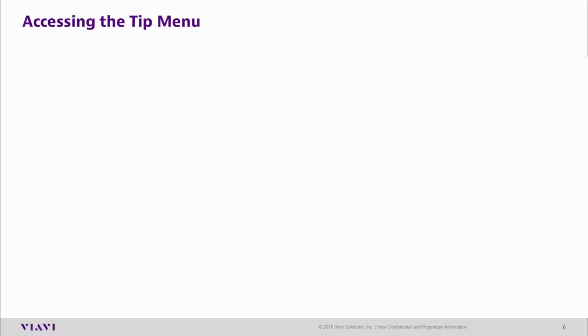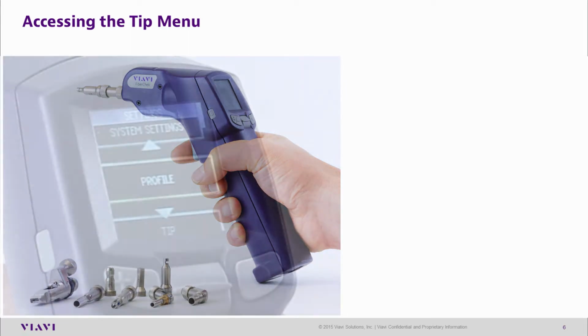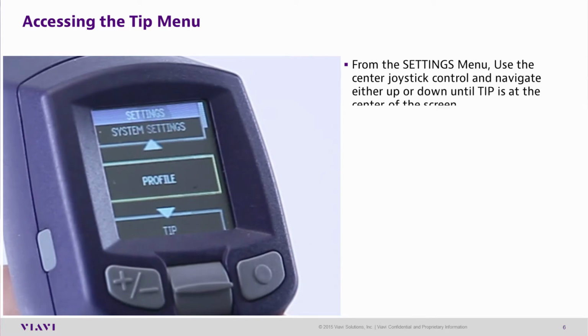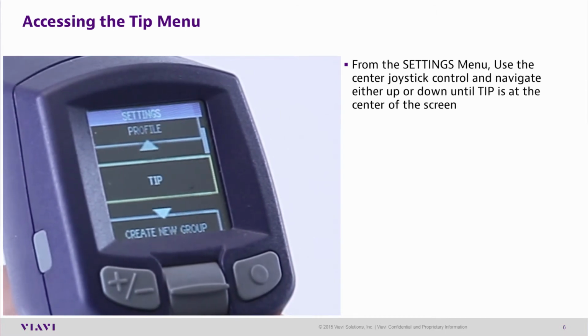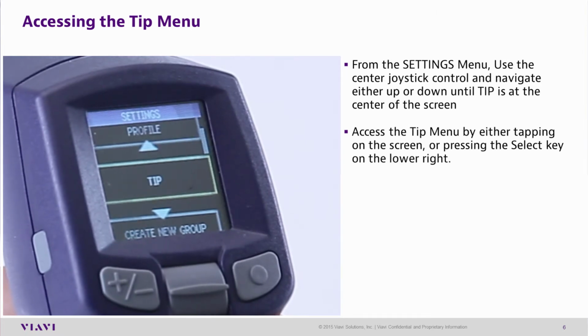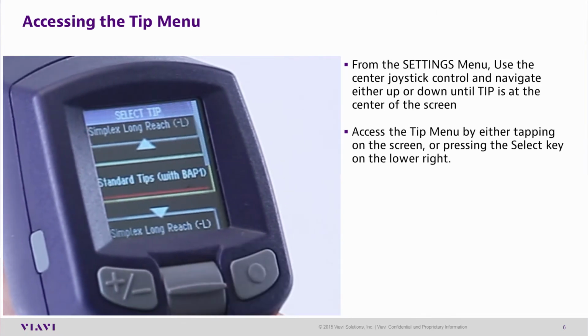Accessing the tips menu. The tip settings allows the user to select the best optical settings for the type of inspection tip that's currently attached to their probe. From the settings menu, use the joystick to navigate up or down until tip is at the center of the screen. Access the tip menu by tapping the screen or pressing the Select key in the lower right.